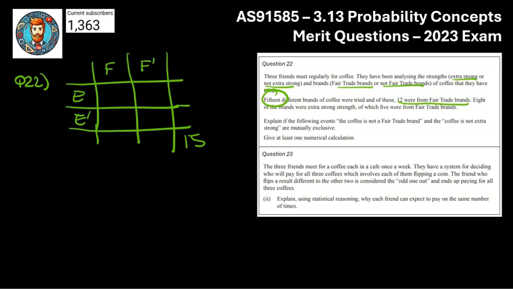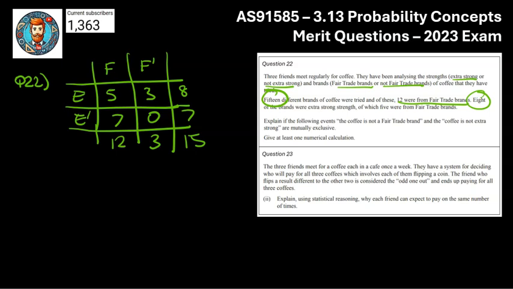They said 12 of them were from fair trade brands, so that's going to be 12 fair trade, 3 not fair trade. And then they had 8 were extra strong, so we had 8 extra strong here. We had 7 not extra strong here. And then it says of the 8, 5 of them were fair trade brands. So that 5 must go there, right? So that means that there is a 3, that there is a 0, and that there is a 7. So we've got all that discussion there, and we've been asked, are the events being not fair trade and not extra strong coffee mutually exclusive? So let's get into that.